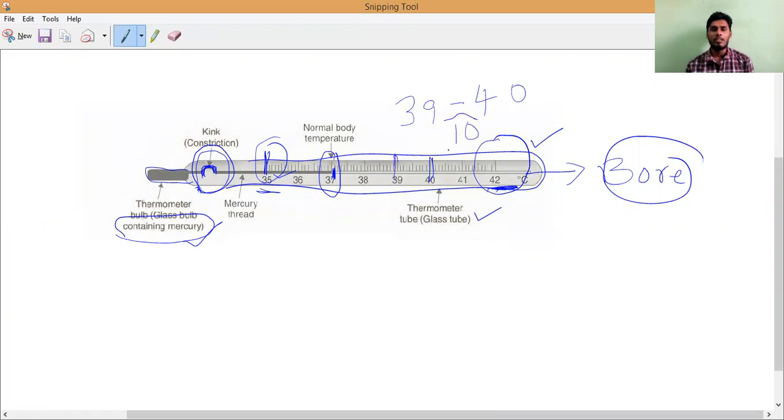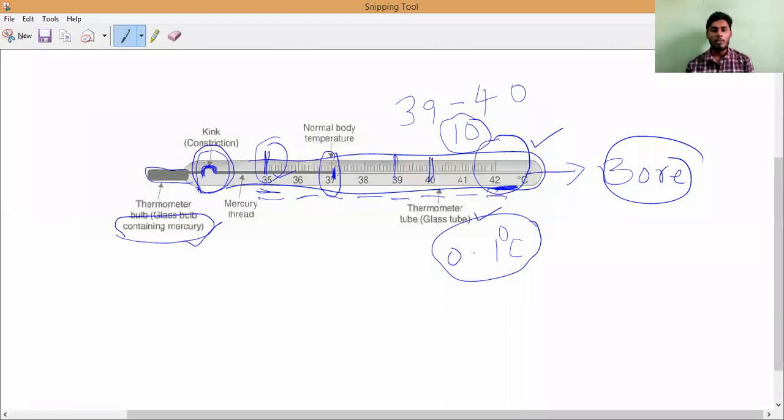Understand? So each division is indicating how much temperature? Not 1 degree, 0.1 degree Celsius. Is it yes or no? Do you understand? Yes, sir. 35, 36, 37, 38, 39, 40, 41, 42.